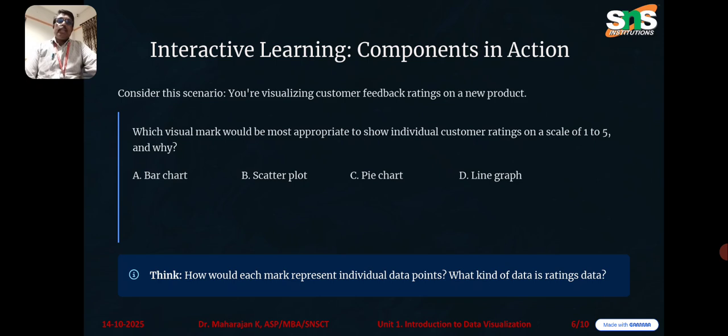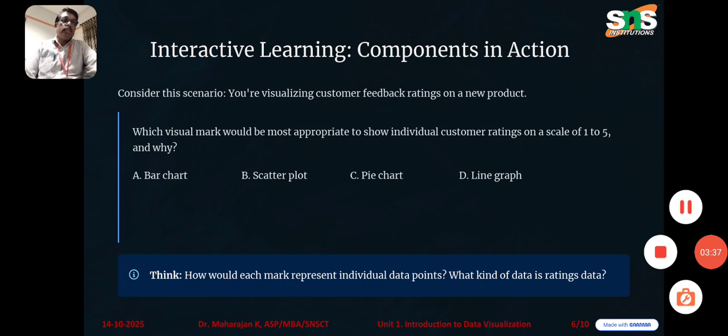And we can have interactive learning also. For example, consider this scenario. You are visualizing customer feedback ratings on a new product. Which visual mark would be most appropriate to show individual customer ratings on a scale of 1 to 5? And why? Whether it's a bar chart, scatter plot, pie chart, or line graph.